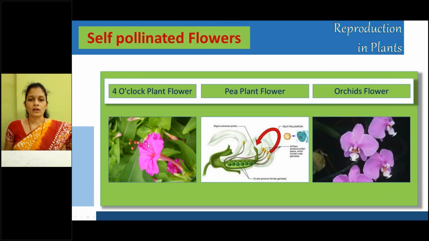This first picture is 4 o'clock plant. 4 o'clock plant means this flower blooms at 4 o'clock. So it is called as 4 o'clock plant. So this is a self-pollinated flower. And the next one is pea plant flower. This is also an example of self-pollinated flowers. And third one is orchids. And these are also self-pollinated flowers.